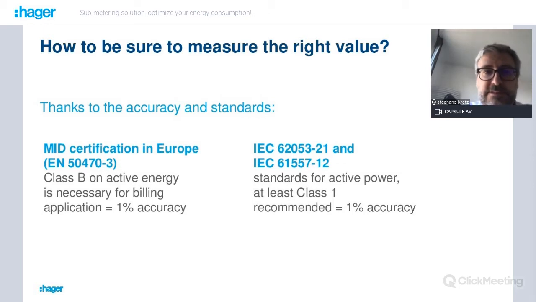Also, you have international standards that you can use that are on the presentation: IEC 62053-21, IEC 61557-12. And here you have an accuracy class 1 that we recommend to be used, because it's the equivalent of what is measured at the MID certification. It's also 1% accuracy, and if you are compliant with these standards, you can say that you have 1%.